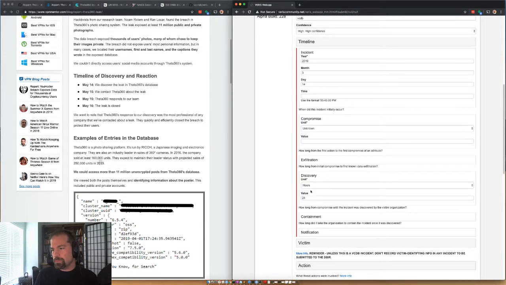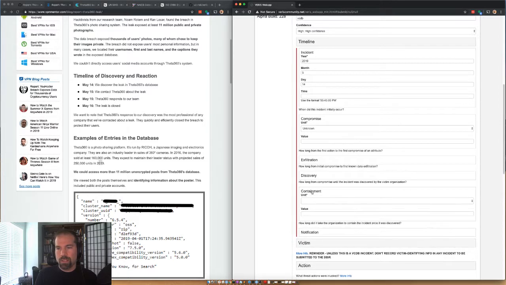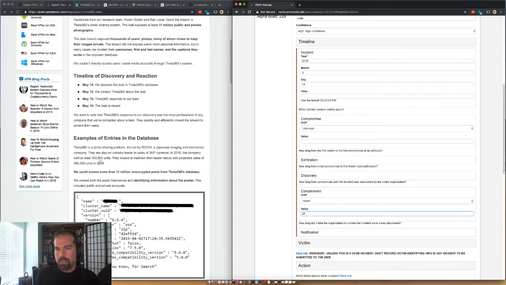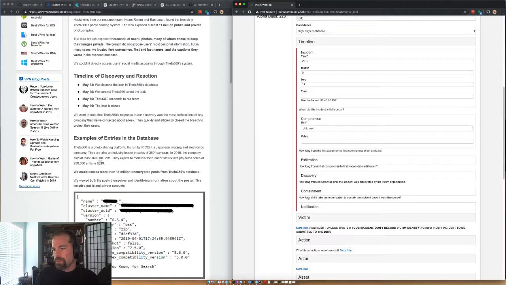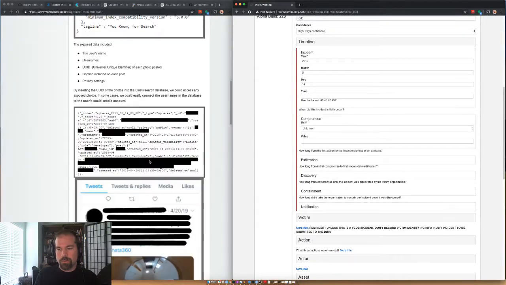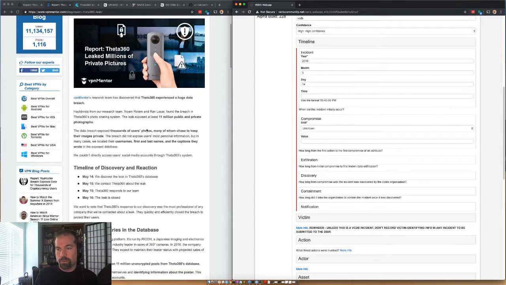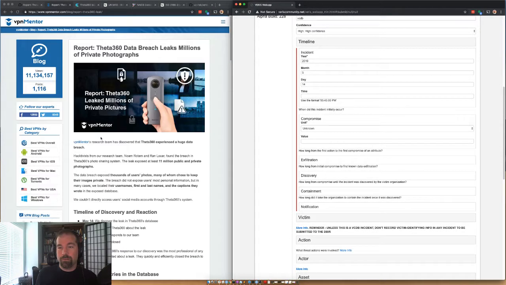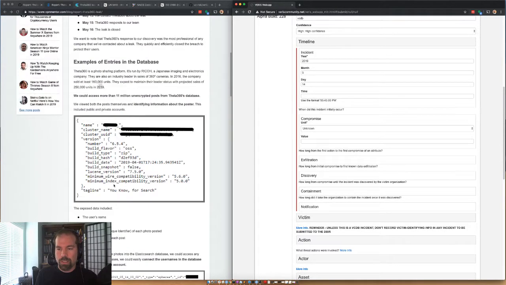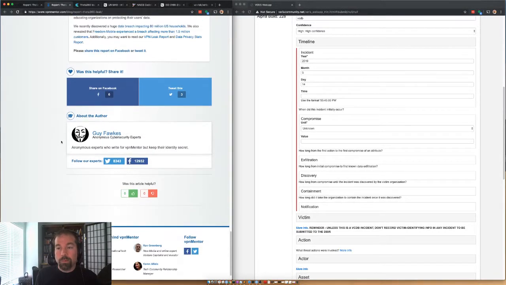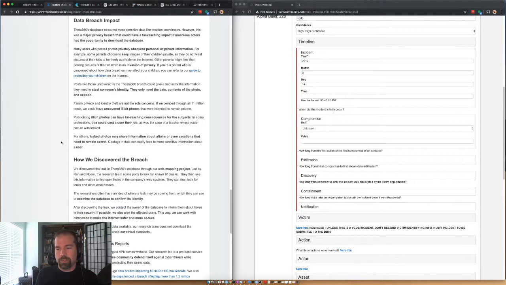Discovery, we got, and then containment. They closed it a day later, so 24. Then notification. That's a good question. Did Theta 360 notify anyone, or is it just the news article that VPN Mentor published? In fact, if we knew the publishing date of this page, we could probably use it as the notification. That's why we always love it in the DBIR when you put dates on your pages.